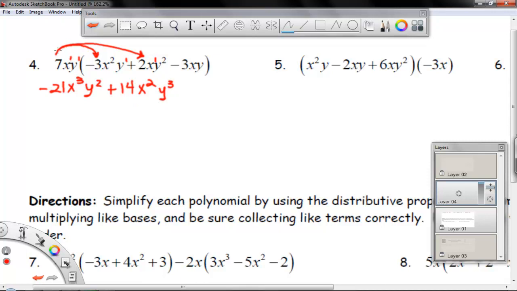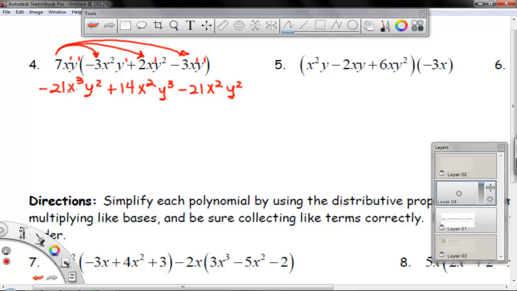And now I need to take that outside monomial to this inside term. So 7 times a negative 3 again is a negative 21. And I have x to the first times x to the first is x squared. And then y to the first times y to the first will give me y squared.